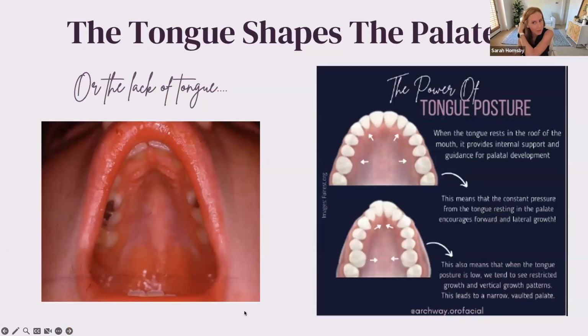I found this on Instagram. I thought it was just a great visual from Archway Orofacial.